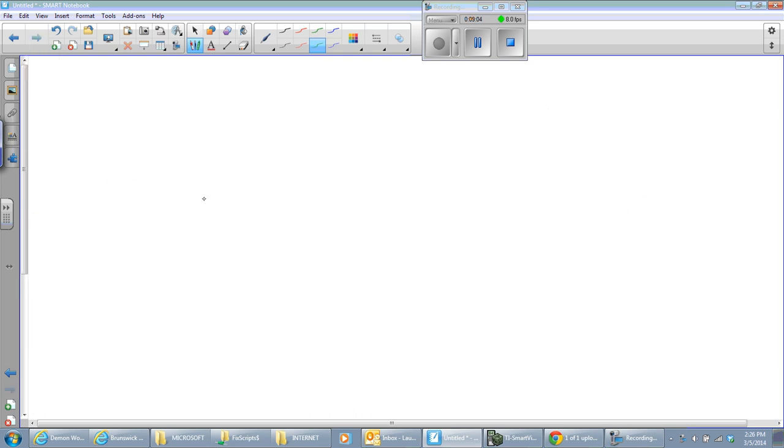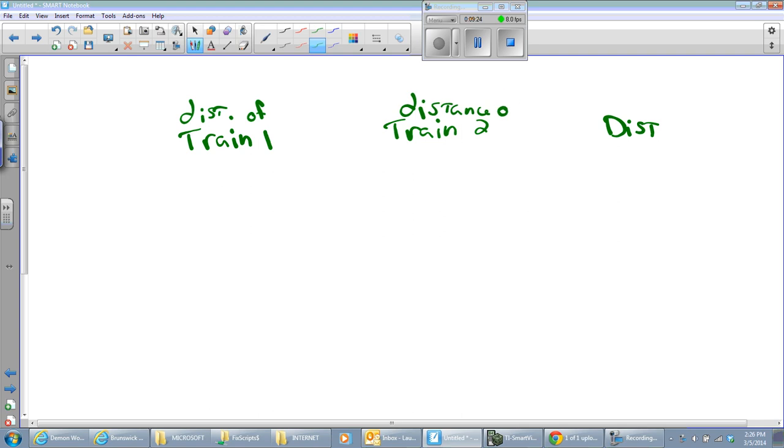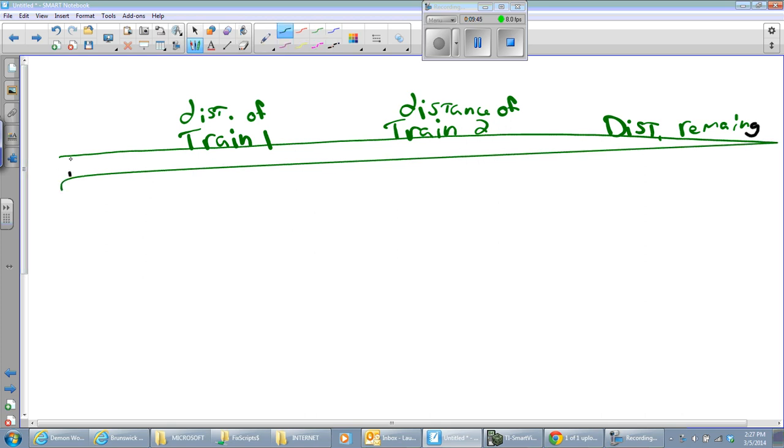Okay, so what I'm going to have is train 1 and train 2. Okay, and then this would be the distance of train 1, the distance of train 2, and then the distance remaining. Okay, so I'm going to see if I can figure out when they actually collide, kind of by making a chart and figuring it out. Okay, so let me see, I'm not sure where my pen went. Okay, and so after 1 hour, oops, not sure what just happened there.